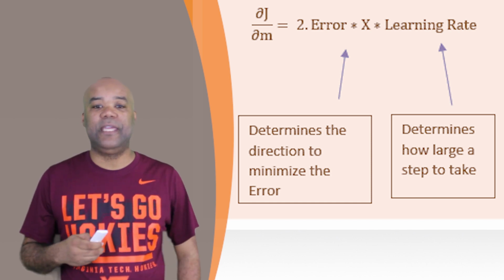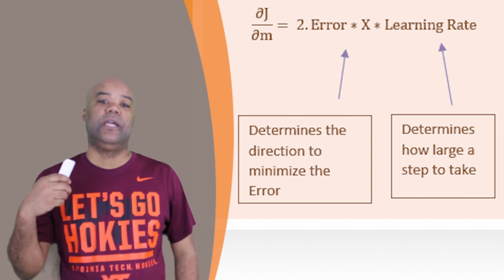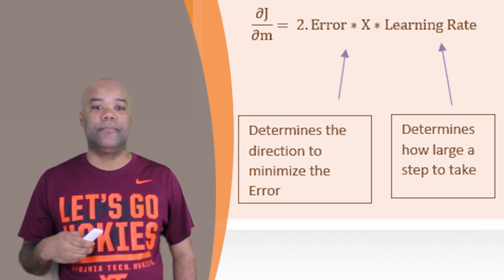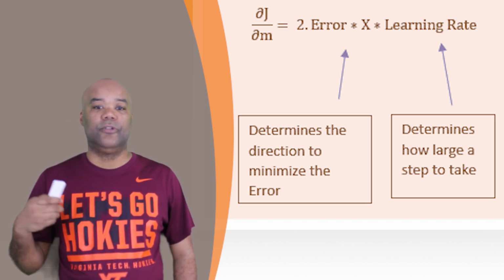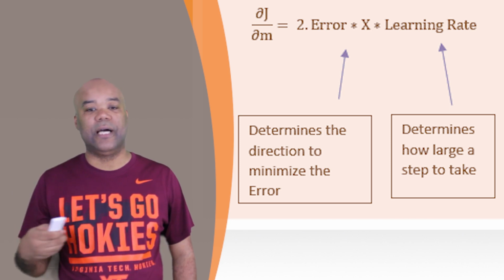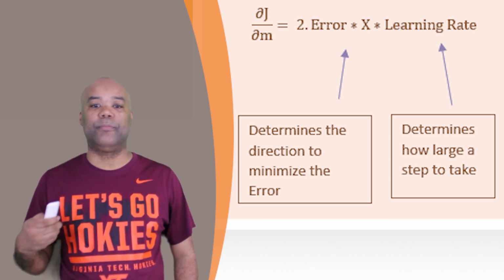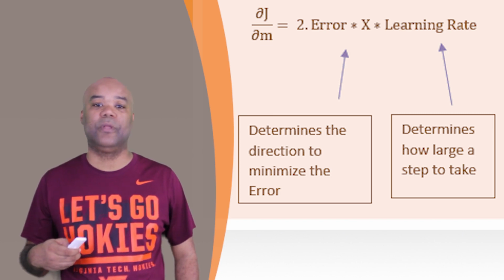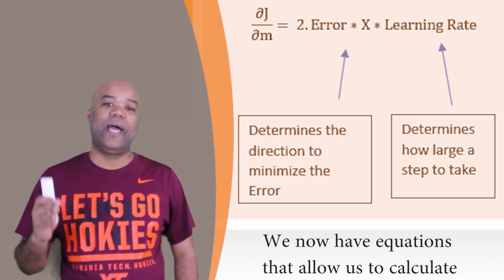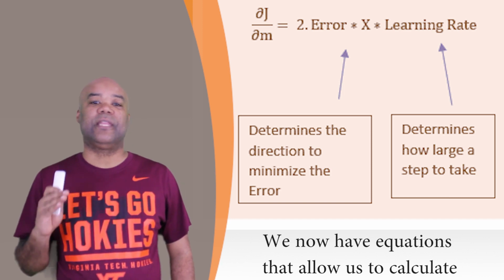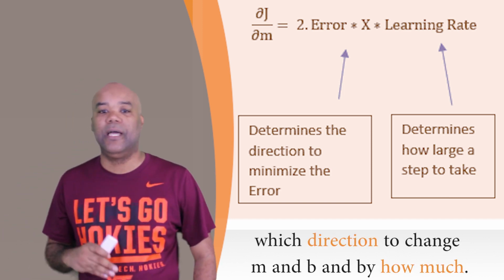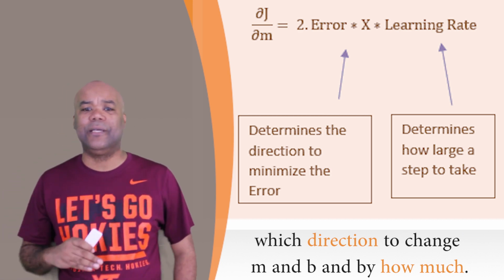Let's do the same thing with the change in the cost function over the change in b. Okay? 2 times the error times the learning rate. Remember, the partial derivative of the error with respect to b is 1. So we now have equations that allow us to calculate which direction to change m and b, and by how much.